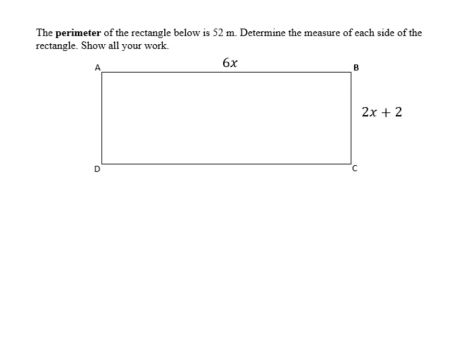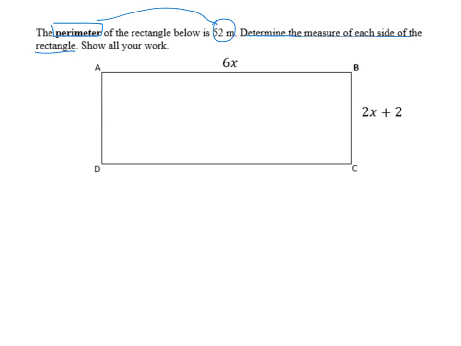So here's the question. The perimeter of the rectangle below is 52 meters. Determine the measure of each side of the rectangle. Show all your work. So I'm going to apply cubes first. I'm going to circle my number. That's the only number. So I'm going to box my keyword. I'm going to combine them. I'm going to underline the question. So I circled, I underlined, and I put a box.